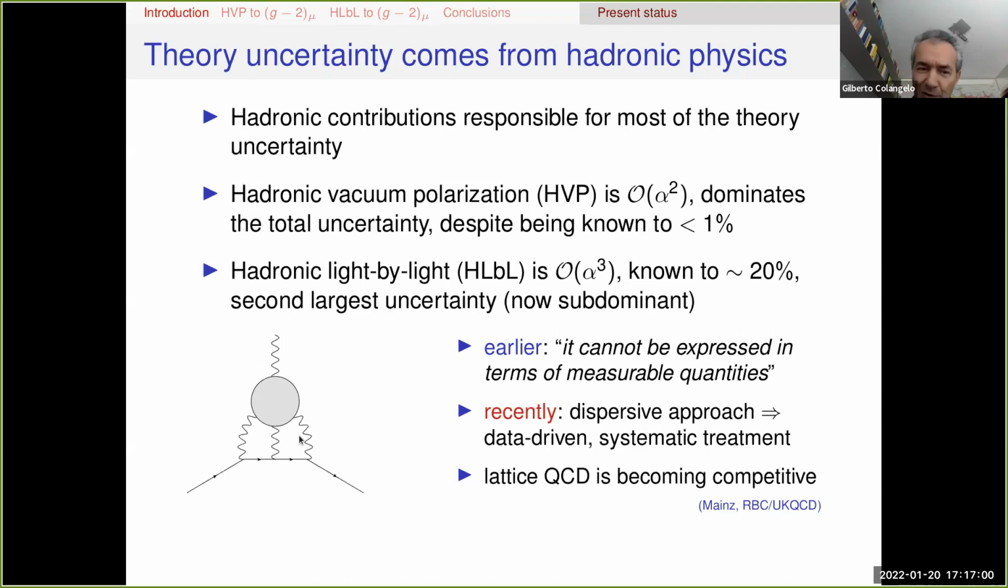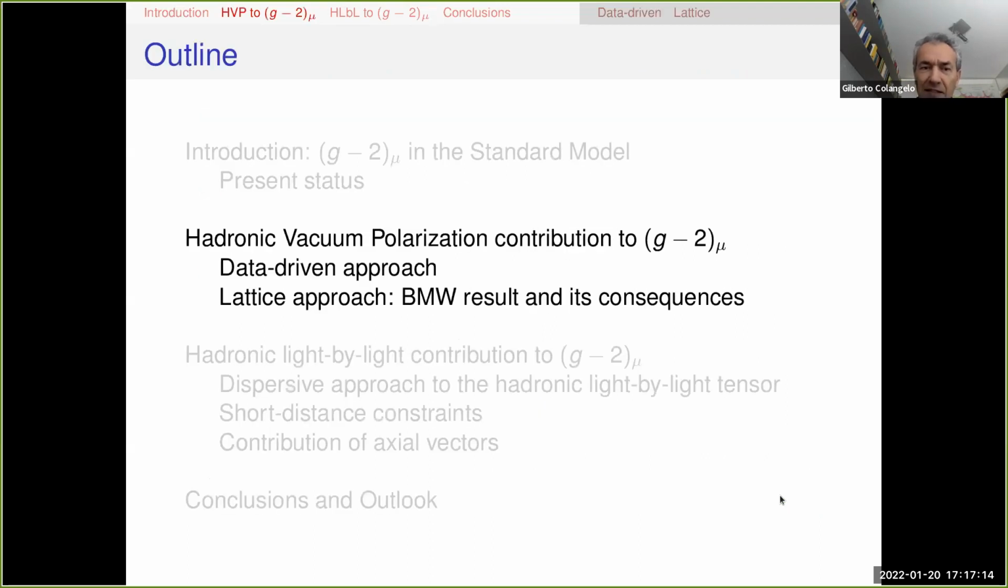And also on the lattice, this is significantly more complicated than hadronic vacuum polarization, but again here it is becoming competitive, in particular thanks to the work of the Mainz group and RBC UK QCD. So let me now start with the hadronic vacuum polarization to discuss this in some more detail.